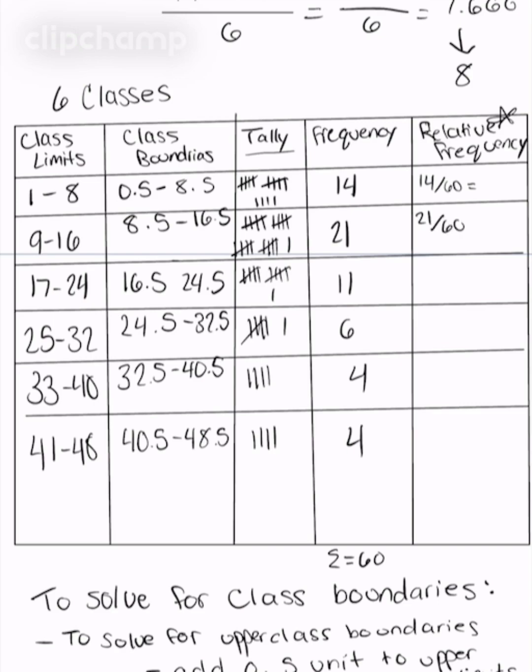Lastly, in our table, we're going to be solving for relative frequency. You solve for relative frequency by dividing the frequency by the total number of data points. Our data set includes 60 numbers, so for each section, we're going to divide our frequency by 60. For example, our first section, 1 through 8, would be 14 divided by 60. You're going to continue down the row, and your numbers should add up to 1.